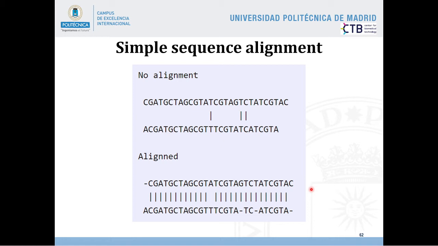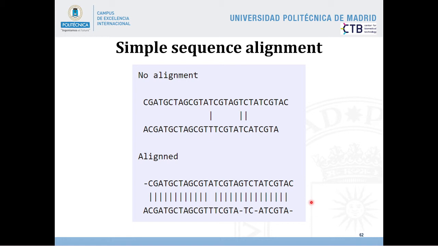There can be substitutions, or changes of one residue for another, or gaps, as you can see. Here we have a gap and here we have a gap. Gaps, as I told you, are those missing residues that can be due to a deletion or to an insertion, depending on whether we refer to the original sequence or to the other sequence we are aligning to.